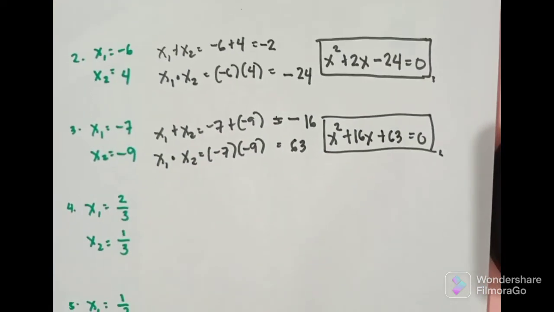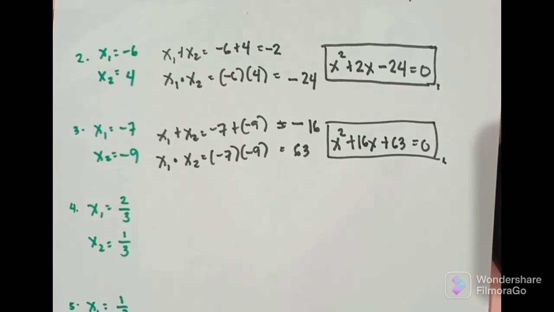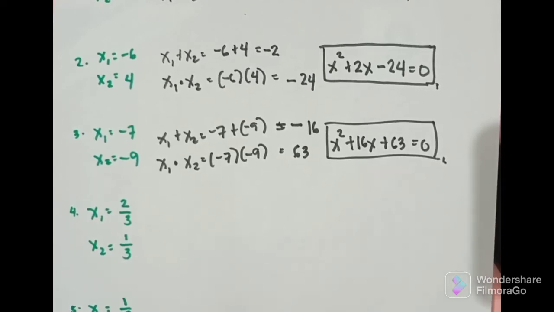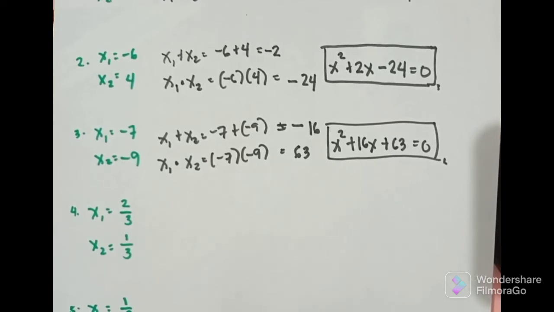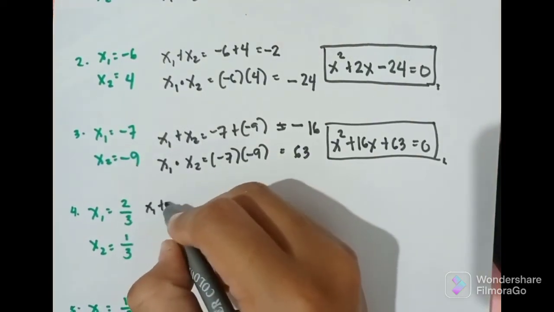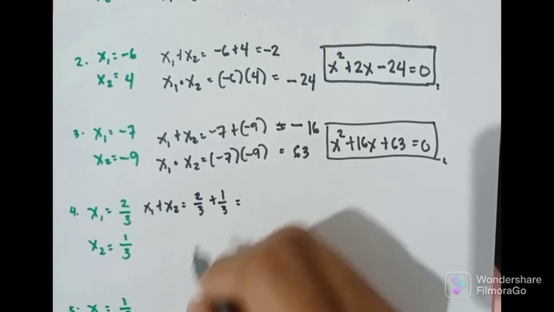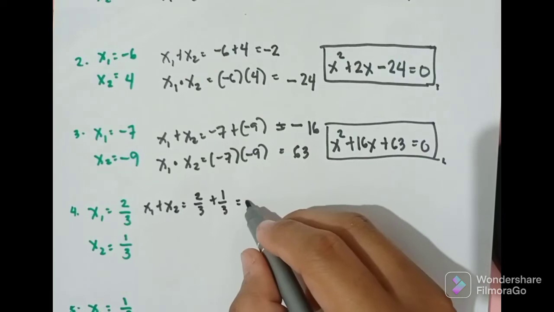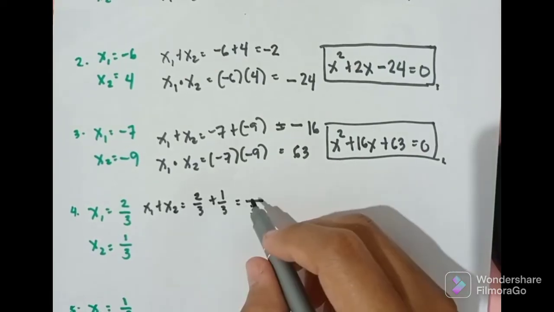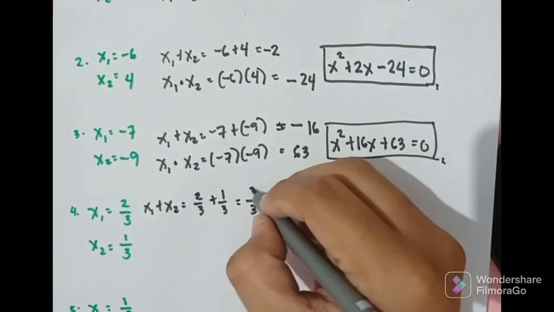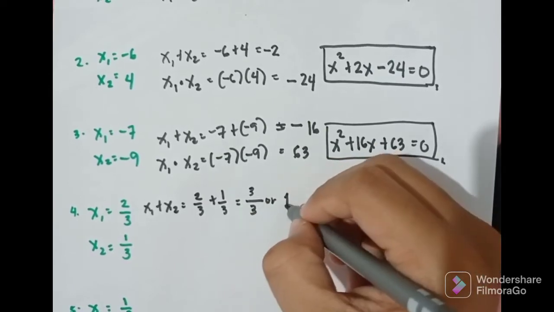Ayan, so number 4. So, we have x sub 1 is 2/3 and x sub 2 is 1/3. Okay, fraction. Sige, so, is it similar or dissimilar? Okay, it is similar fraction kasi meron silang the same denominator. So, let us add. So, magiging x sub 1 plus x sub 2 is equal to 2/3 plus 1/3. Kapag similar fraction, kinakopy natin yung denominator, then we add the numerator, 2 plus 1, that is 3, or simply 3 divided by 3, 1.